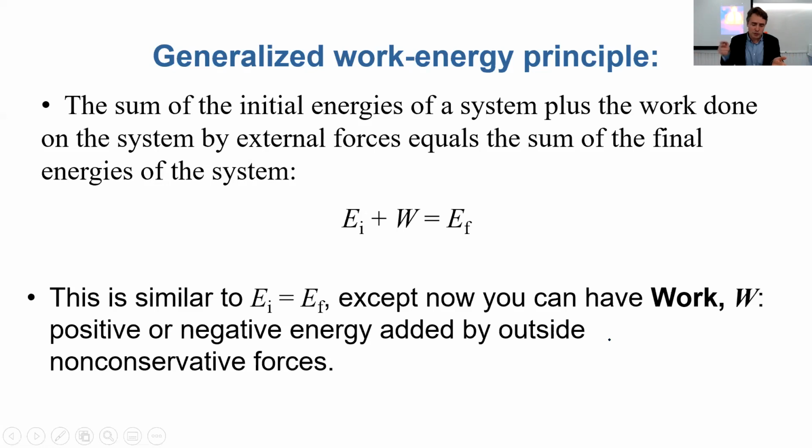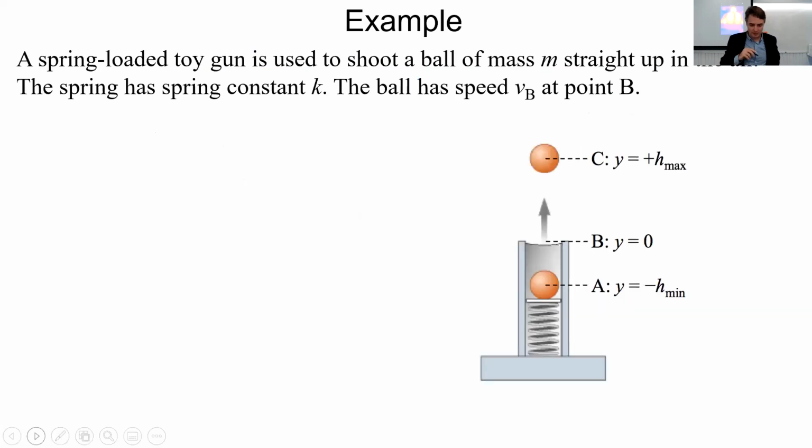So you have some work. So what you do is you define a system. You say you've got some initial energy of the system, some final energy of the system, and then that can change if things outside the system are doing some work and adding some energy. Or you could even say you're doing negative work by removing some energy. That also works. Let's do an example.